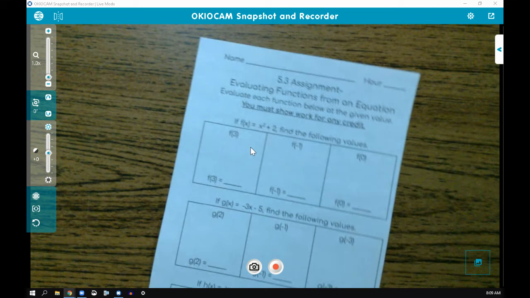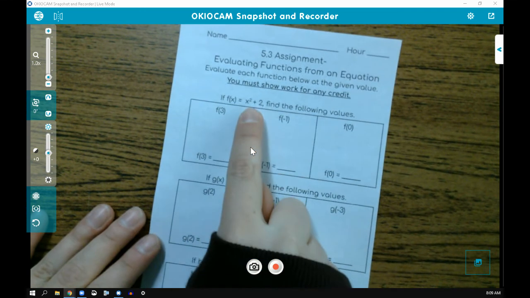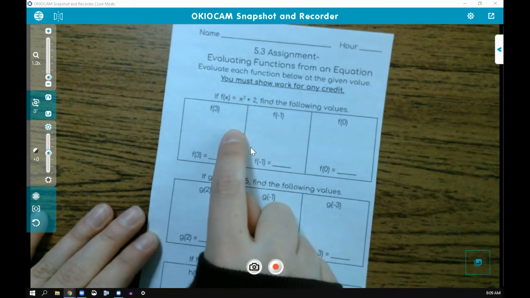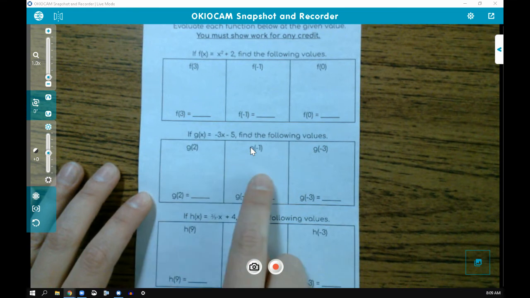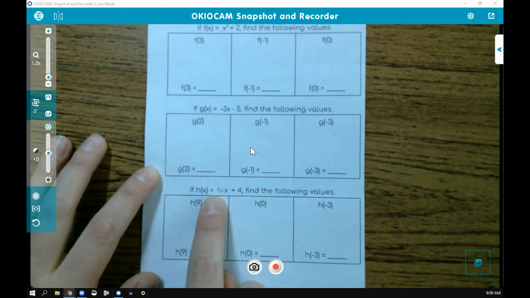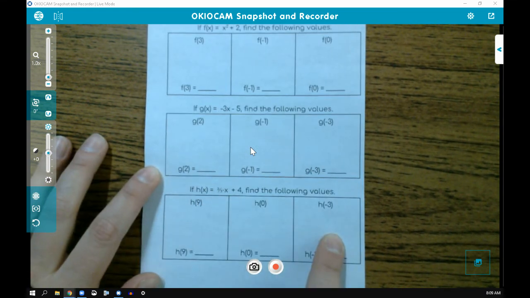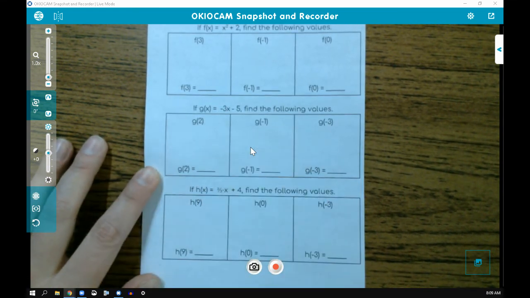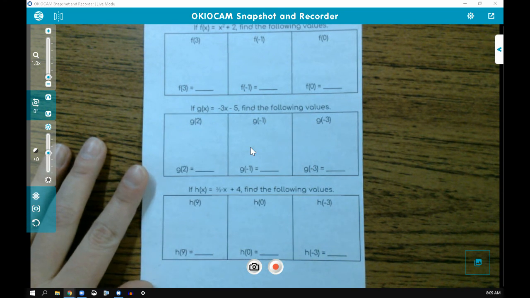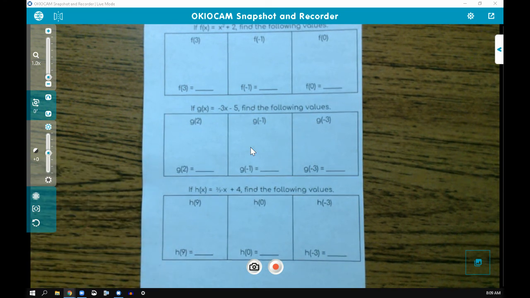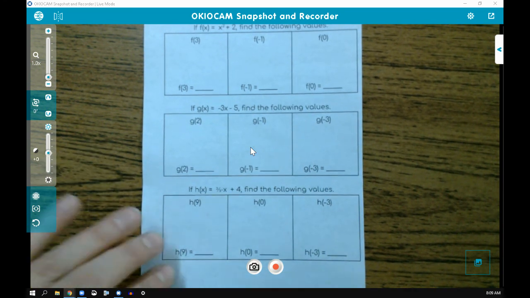While she's passing these out, look up and I'm going to explain what you're doing where on the assignment. On the front side, you use this function, x squared plus 2, for all three of these problems. You use this function for all three of these problems. You use this function for all three of these problems. So that's pretty straightforward. Then, I'll wait until you guys get them. That way you guys can look. Flip it over to the back.